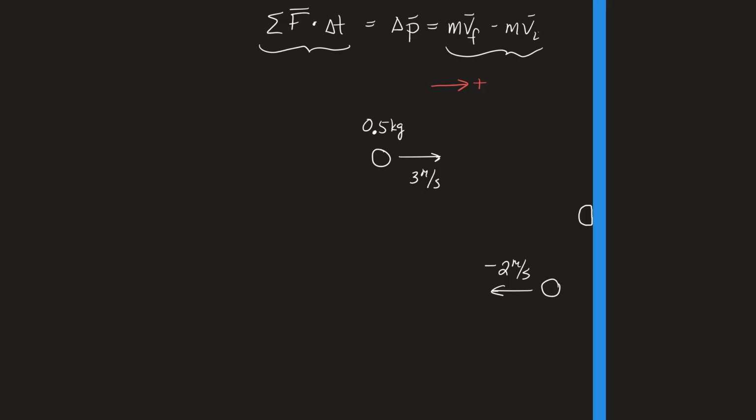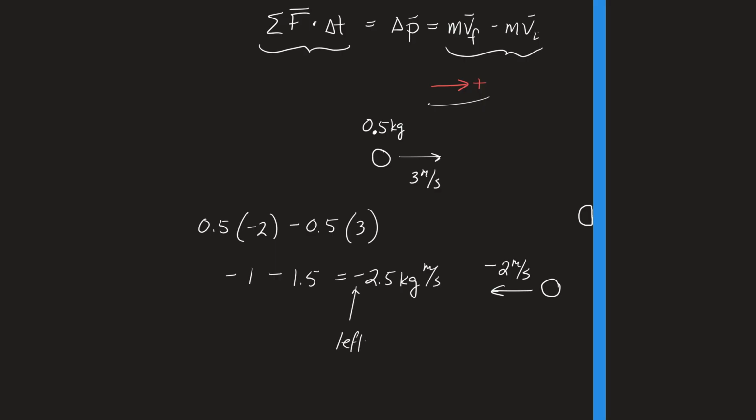We have information for change in momentum because we have the final and the initial velocity, and we have the mass of the ball. So I'm going to do mv final minus mv initial. Well, this is negative 1 minus 1.5, or negative 2.5 kilograms meters per second. The negative sign is about direction. We stated to the right was positive, so this negative sign means to the left.